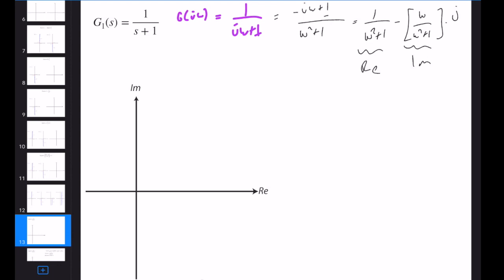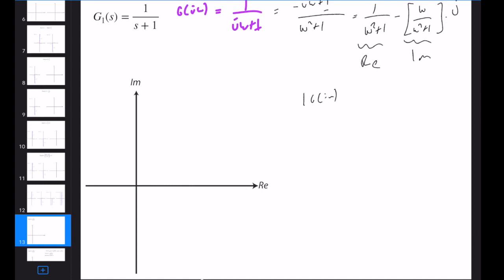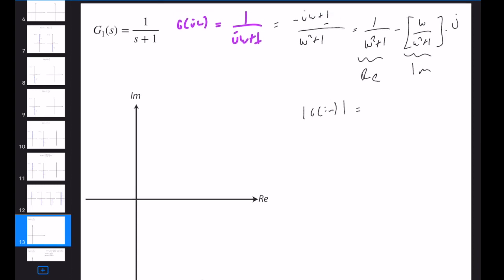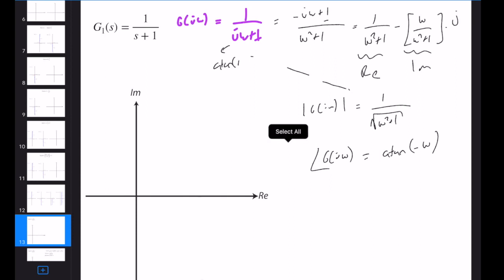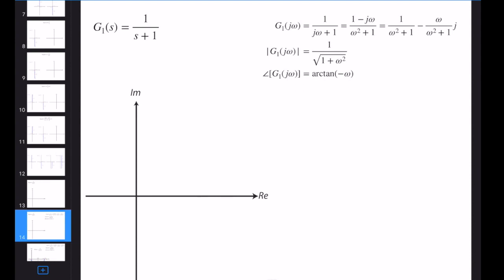Okay, so if you would like to find the magnitude of G of j omega, taking polar coordinates, it is equal to simply 1 over the square root of omega squared plus 1. If we look at the phase, I think it is arctan of minus omega. Normally the phase of this is equal to arctan omega; it's in the bottom, we just change it to go downwards. Okay, so let's check if they're correct. They're correct, everything's nice.